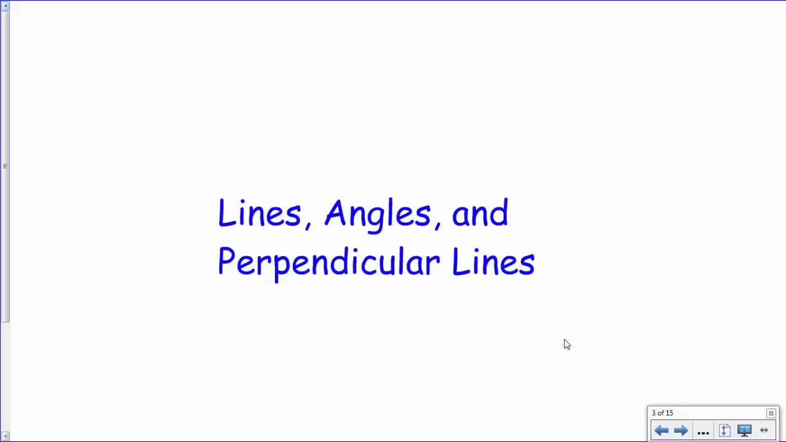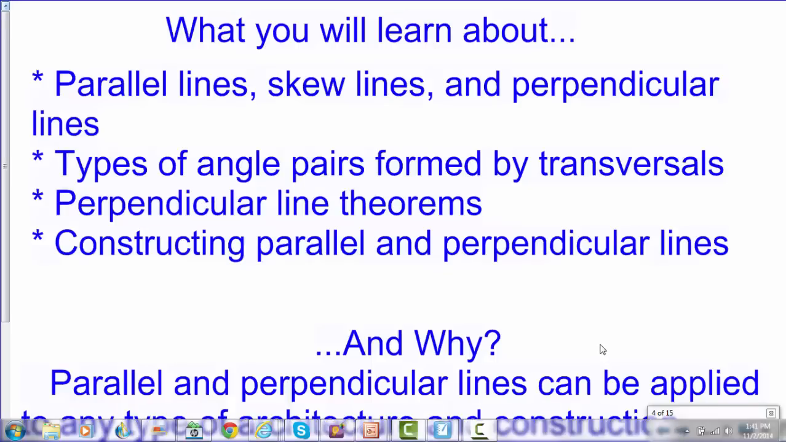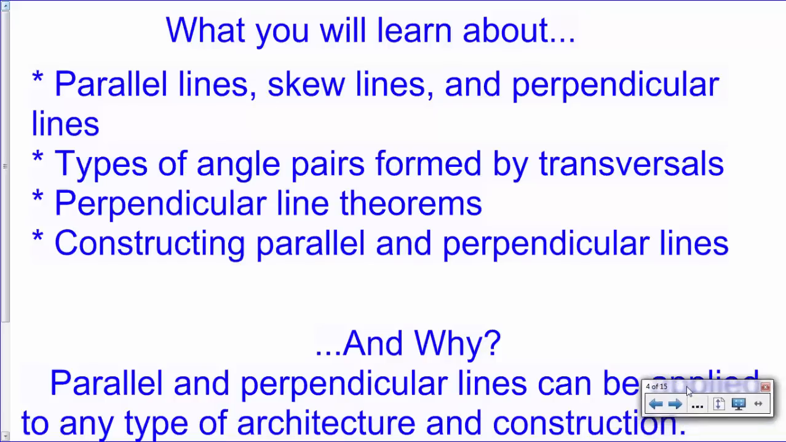Our lesson today is on lines, angles, and perpendicular lines. We'll learn about parallel lines, skew lines, and perpendicular lines, types of angle pairs formed by transversals, and perpendicular line theorems. Eventually, you'll learn how to construct parallel and perpendicular lines.